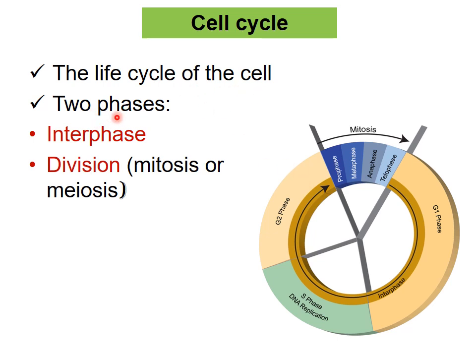So it is formed of two phases, a resting phase which is called interphase, and it is a long phase as you can see here. All of this is called interphase, and a dividing phase or division phase which is either mitosis or meiosis according to the type of cell. Thank you.